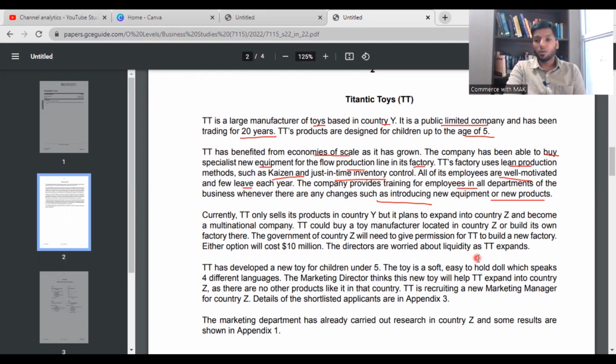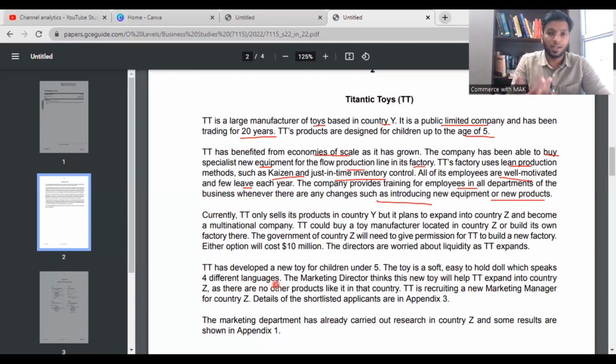The directors are worried about liquidity as TT expands. If you are going to expand your business, you need to have $10 million. That's not a small amount. So to expand in that way, what is the way they can do it? All these things we're going to discuss in this question. TT has developed a new toy for children under 5. The toy is a soft, easy to hold doll which speaks 4 different languages.